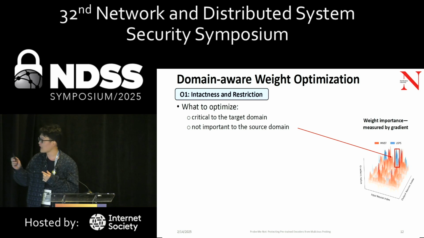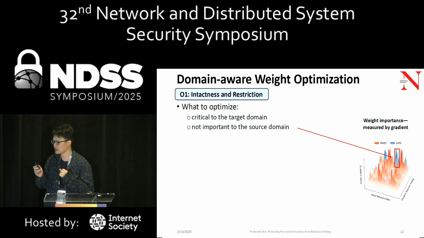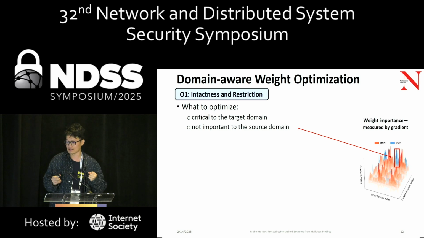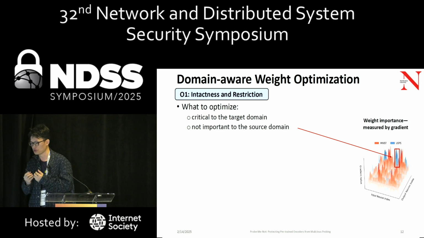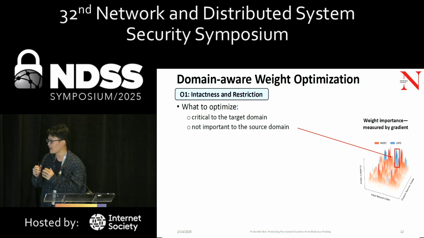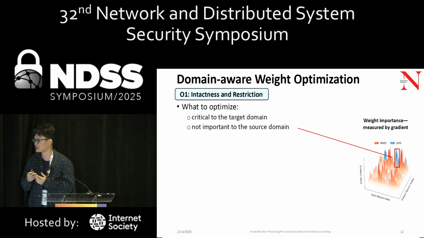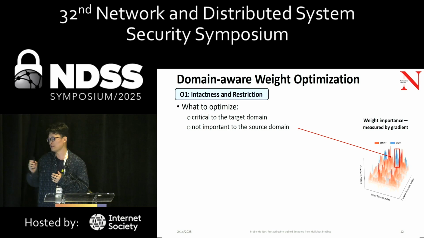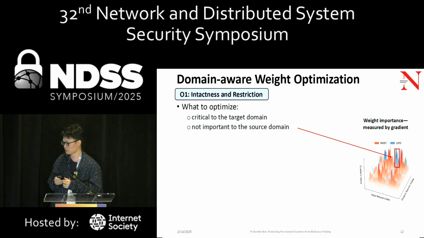If you look at the importance for machine learning models, you will find different weights have different importance to different data sets. What we try to optimize is to adjust those weights critical to the target domain or prohibited domains, and make sure this does not hurt our performance for the source domains. So we try to find these weights, just like the right box, this blue. If we use this blue as a target domain, this blue peak.